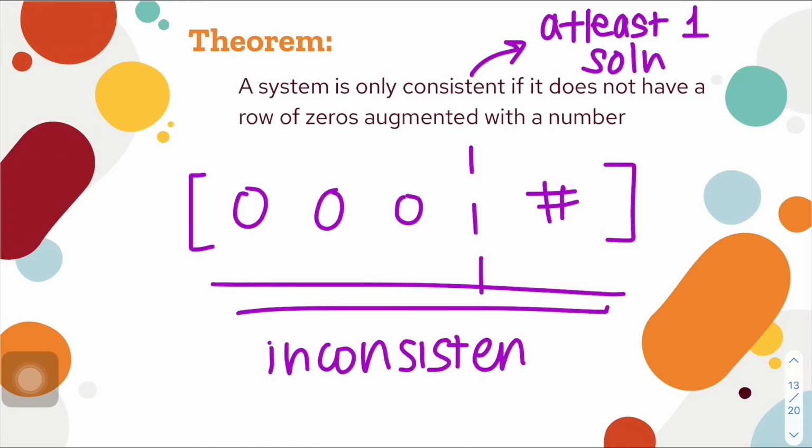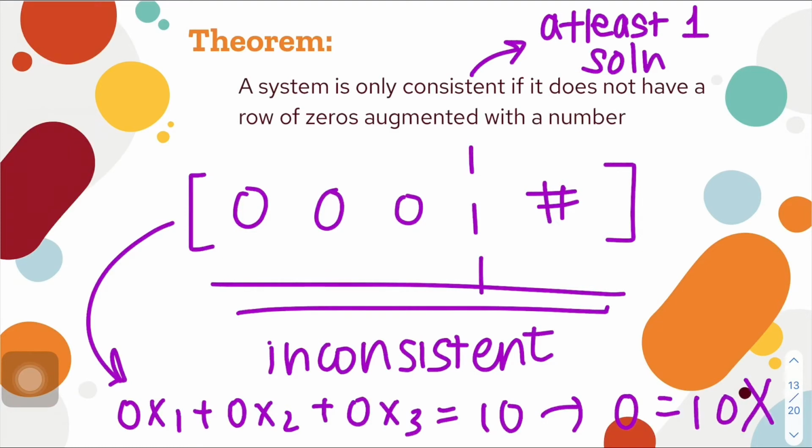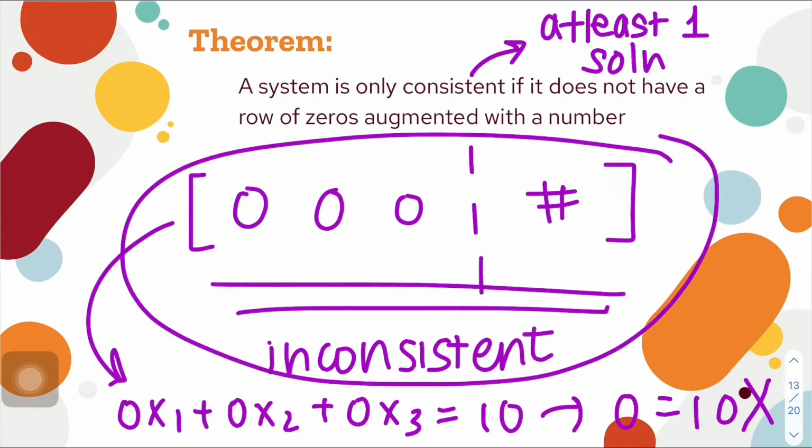We've talked about this prior in different videos, but let me just revisit why. Remember that this could also be written as 0x1 plus 0x2 plus 0x3 is equal to any number, let's say 10, which simplifies to 0 equals 10, which is completely wrong, which means that this does not have a solution. So remember, a system is only consistent if it does not have a row of zeros augmented with a number. This would mean that it is inconsistent.